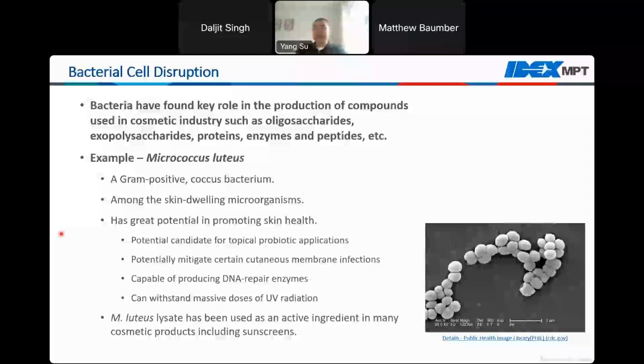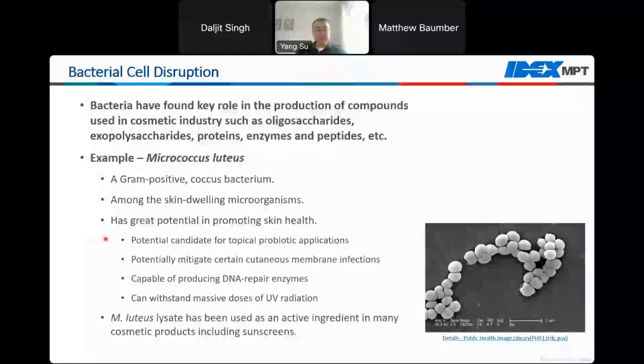Again, as I mentioned before, bacterial cells are very commonly used, and they can produce many different products. The cell of interest here is Micrococcus luteus. Micrococcus luteus is a gram-positive, spherical-shaped bacterium, hence the name coccus, representing the spherical shape. They're among the skin-dwelling microorganisms, which means they are found on human skin as well as many other places. So they have a lot of potential for promoting skin health.